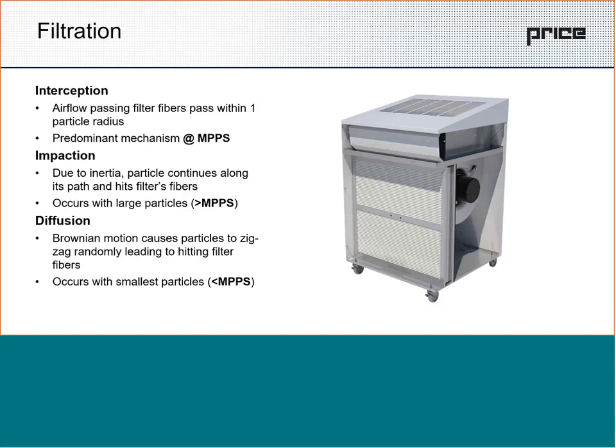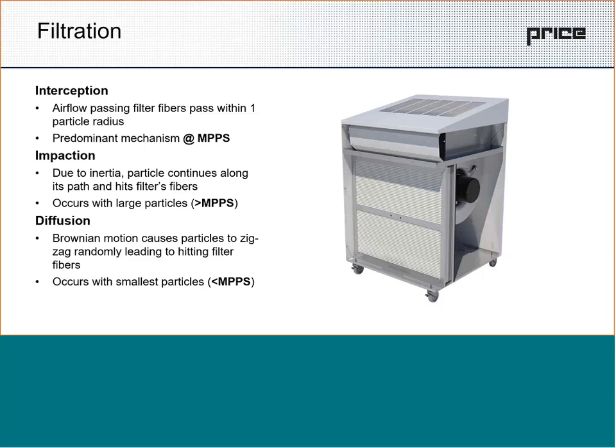But because of the different methods that are used in filtration, the three main modes of filtration, or how to capture particles, are first interception, which is when the particles are small enough that they can pass between the fibers, but they're large enough that when they get within a radius of the fibers, they'll get caught. At the most penetrating particle size, this is typically the mechanism that's used. The second is impaction, which is pretty straightforward: the particle is big enough that it's going to hit the media and get stuck to the media. And the third is how the small particles are caught.